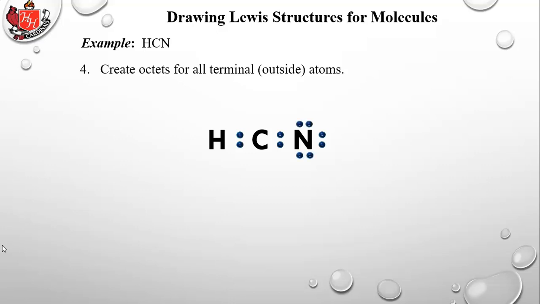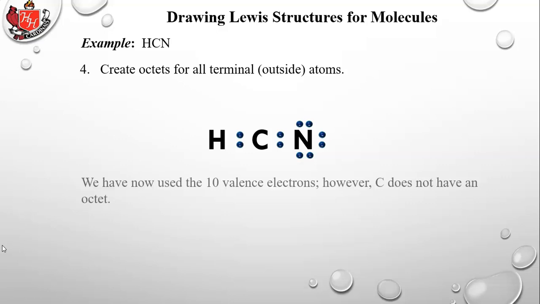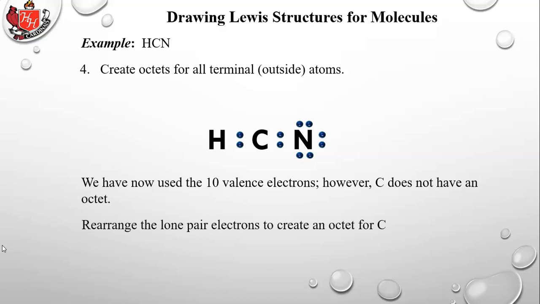So now nitrogen has an octet, hydrogen has an octet, carbon does not have an octet. So we've used 10 electrons, that's the number that we have to work with, but carbon doesn't have an octet. So we need to do something about that without adding or subtracting electrons. So how do we do that? Think about it. Think about the last example. We have now used the 10 valence electrons. However, carbon does not have an octet. Rearrange the lone pair electrons to create an octet for carbon.